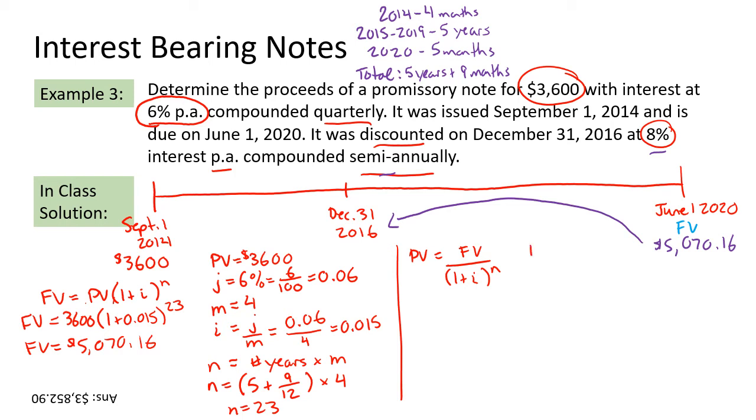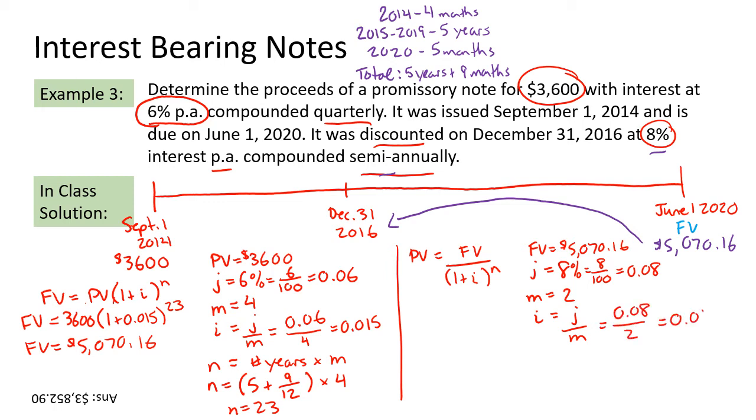So the values that we know: our future value is $5,070.16. We know our nominal interest rate at this period is 8%, which is the same as 8 divided by 100, removing the percentage sign, which is 0.08. And in this instance, our number of compounding periods is compounded semi-annually, which means our number of compounding periods per year is 2. So we can first calculate our periodic interest rate, which is j divided by m, which is 0.08 divided by 2, which is 0.04.